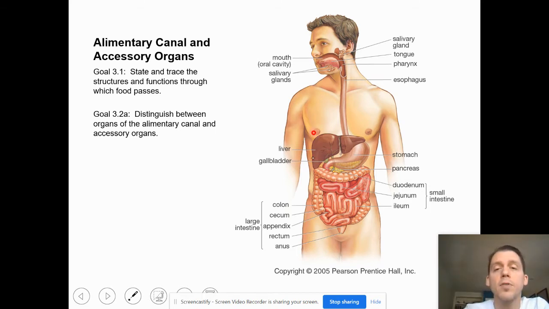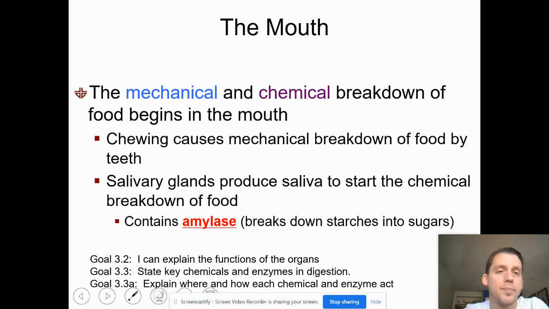And then we have the liver. The liver is going to secrete things into the intestines. We have the gallbladder kind of hiding behind the liver. That's going to help the liver. Behind the stomach is this yellow thing. That is the pancreas. That's going to also secrete things into the intestines. After the food moves through the small intestines, it's going to move into the large intestines, and then it is going to be expelled out of the body.